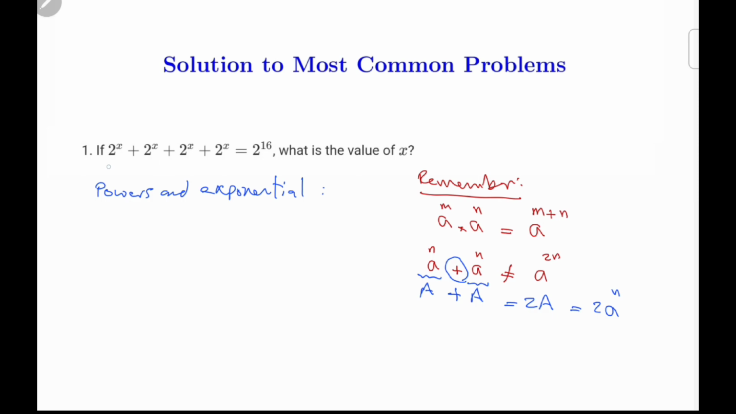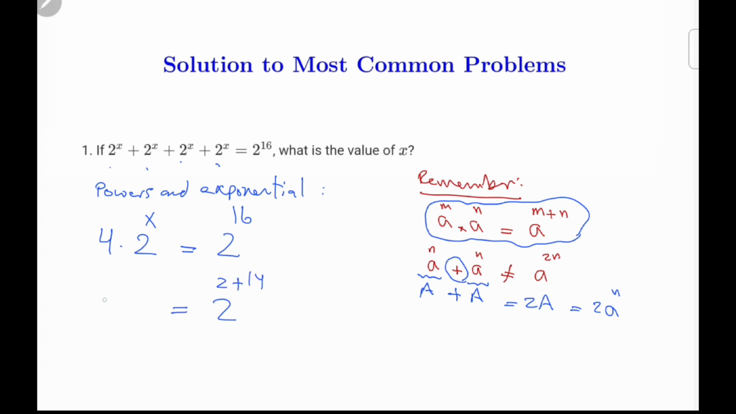So in this case, as you can see, you have 2 to the x repeated 4 times. So this can be written in a compact form as 4 times 2 to the power of x equal to 2 to the power of 16. Now remember this formula. 2 to the power of 16 can be written as 2 to the power of 2 plus 14, equal to 4 times 2 to the power of x.